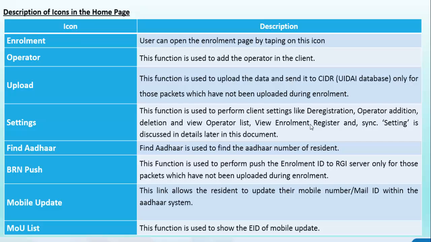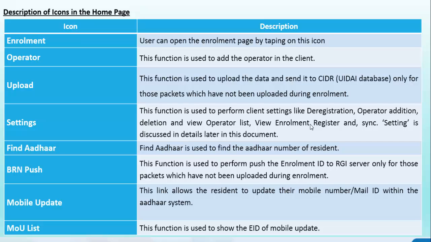Then the next one is find Aadhaar. Find Aadhaar is used to find the Aadhaar number of the residents. We will see that briefly in further slides. Then BRN push. This function is used to push the enrollment ID to the RGA server, only for those packets which have not been uploaded during the enrollment.